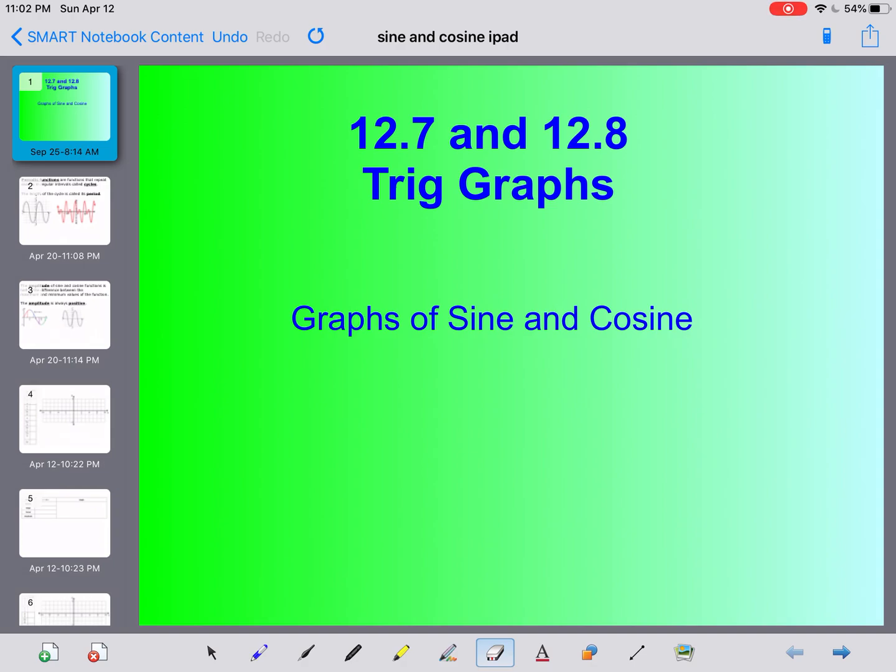We are going to end up graphing all 6 trig functions: sine, cosine, tangent, cotangent, secant, and cosecant. And then we will have a quiz on graphing those 6 trig functions. Today we're just going to cover sine and cosine. If you have the printed worksheets, you can use them as we go along.